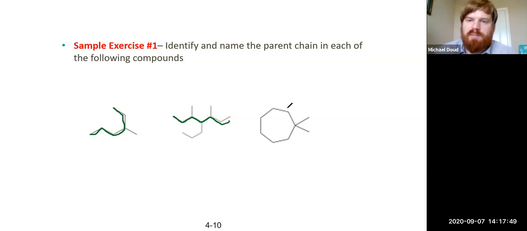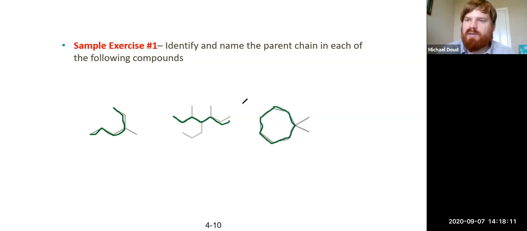Finally, so we've got this big ring here. This big ring is definitely going to be our parent chain, considering over here we just have a methyl and a methyl group over here. Let's go ahead and just number our way around the ring. So I'll call this carbon 1, 2, 3, 4, 5, 6, 7. And then that goes back to the first one here.